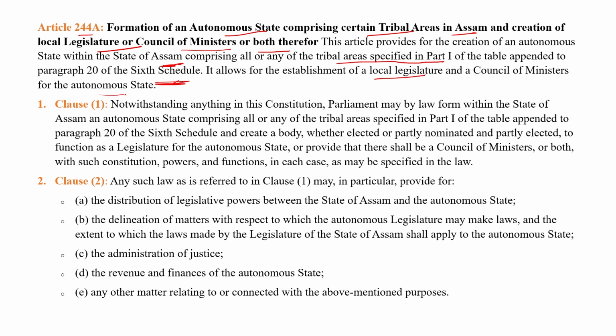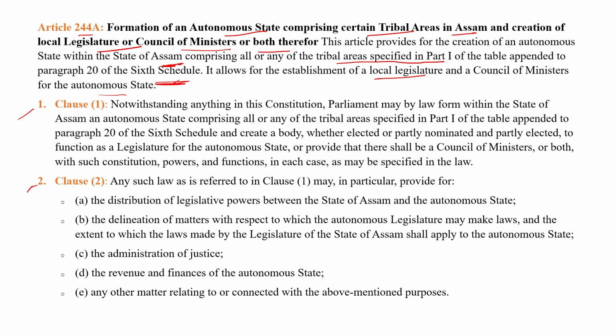Before 1969, Assam was not an autonomous state. This state was directly controlled by the central government of India. After this amendment, when Article 244A was added, an autonomous state was created within Assam with a local legislature and council of ministers. Here are two clauses, clause 1 and clause 2.